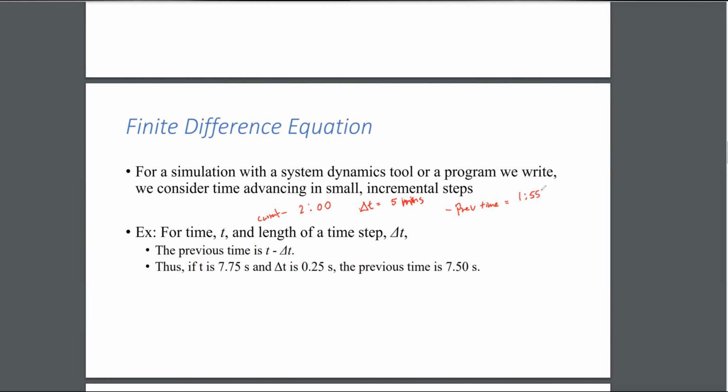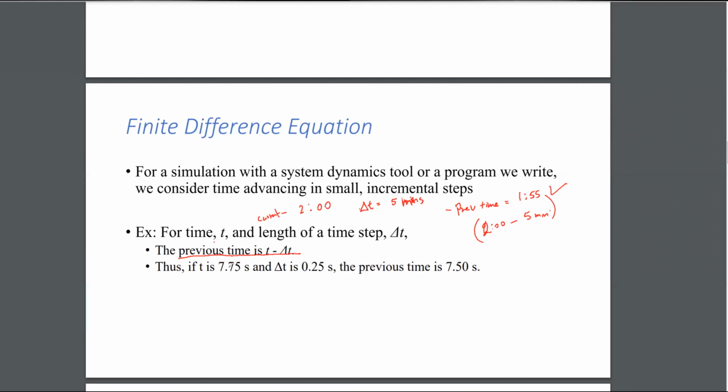1:55. So how do you calculate that? Well, current time, which is 2 o'clock, minus 5 minutes, right? That gives you 1:55. So that is what this means. The time minus delta t is the previous time. In literal terms, that's what it is.